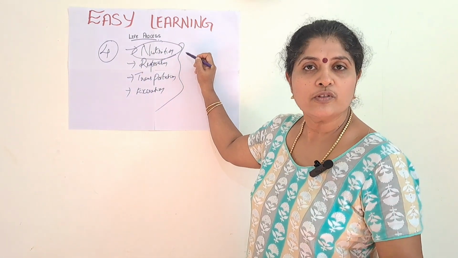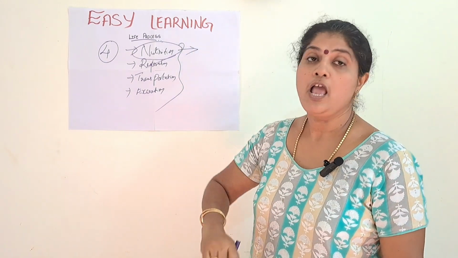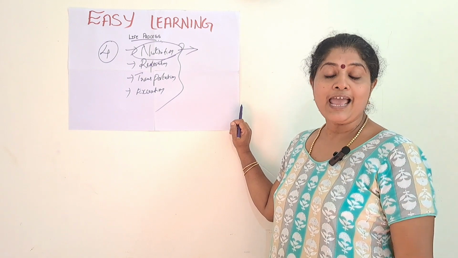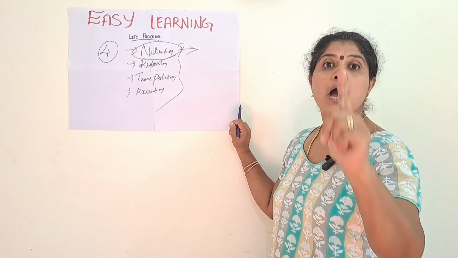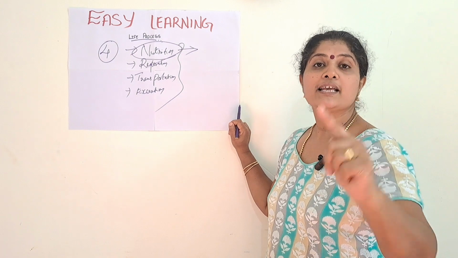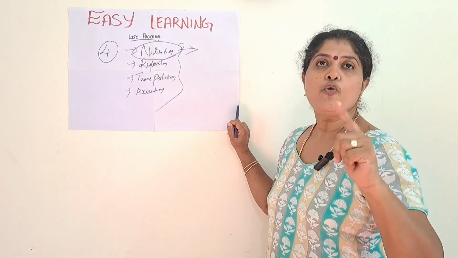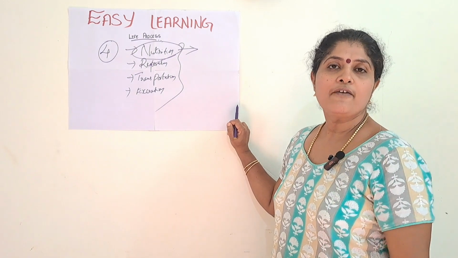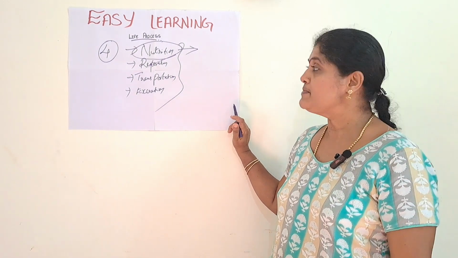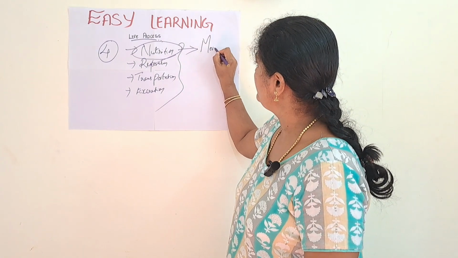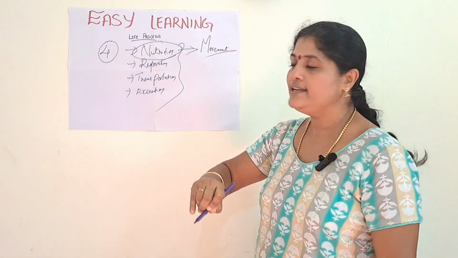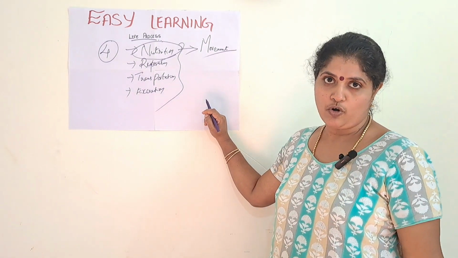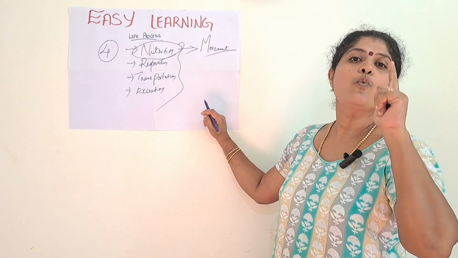Before going to that topic, nutrition, we should know how you can tell whether a particular organism is alive or not. That is an important 1 mark question. What is the main criterion used to know whether a particular organism is alive? The main criterion is movement. Movement is the main criterion used to know whether a particular organism is alive or not. That is a frequently asked 1 mark question.